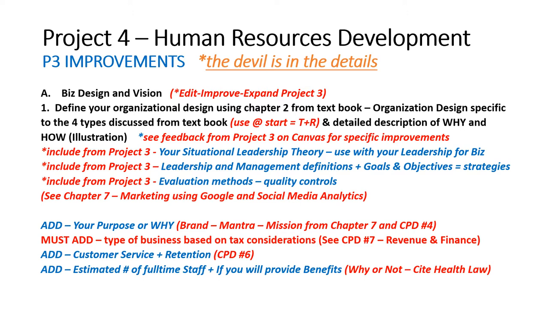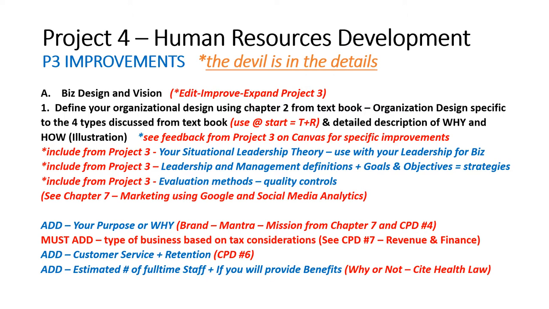So Section A, right at the start. Again, that's business design and vision. You want to edit, improve, and expand from Project 3. Specifically, your T needs to start with talking about the 4 terms defining your business by the 4 types defined in Chapter 2 from the textbook. And then you'll want to cite the textbook for all that. There's your T and your R, you get started. And then you want to give detailed description of why and how your whole business is going to be designed and run, and that becomes your illustration.